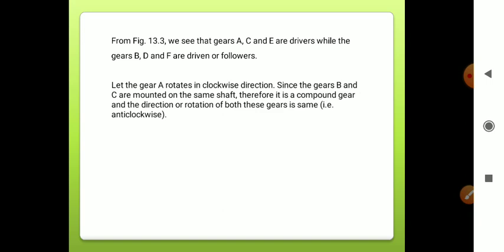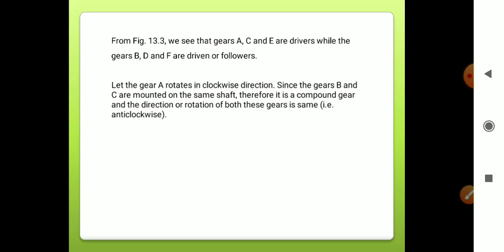Let the gear A rotate in clockwise direction. That means in the figure they have given the direction. Since gears B and D are mounted on the same shaft, it is therefore a compound gear. The direction of rotation of both these gears is the same, that means they rotate in the same sense, because they are mounted on the same shaft. That means the direction will be the same, that is anti-clockwise.